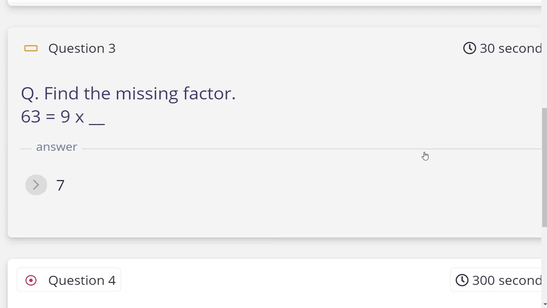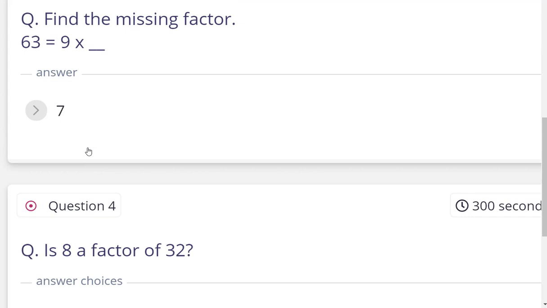And Ibrahim Jalala. Daniel. Ali Shakhs. Yes, teacher. I'm Ibrahim Sultan. Okay, Ibrahim Sultan, go ahead. Find the missing factor. Oh, it's written. It's 9 times 7. Okay, this one, 63 equals 9 multiplied by what number? The answer is 7.